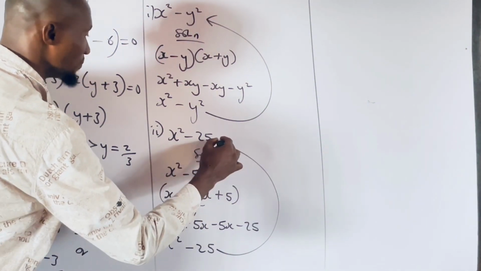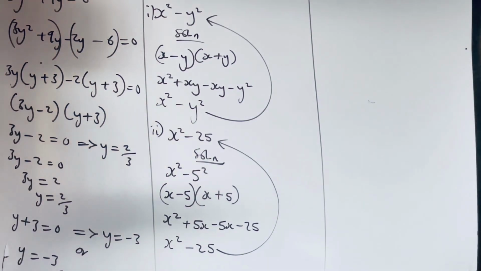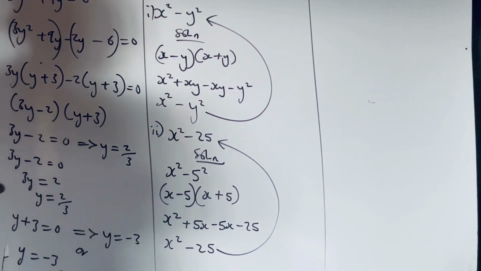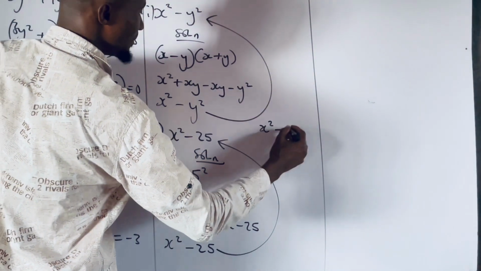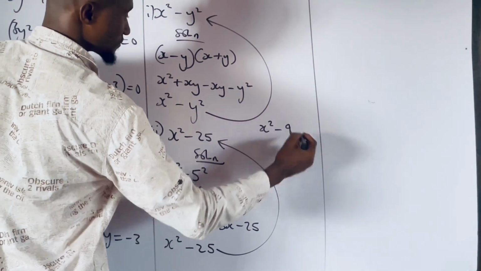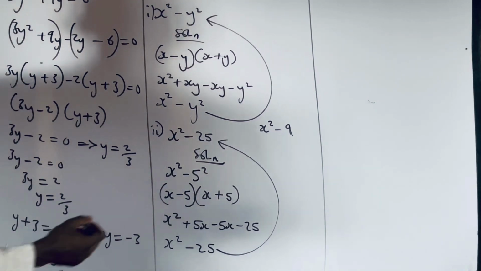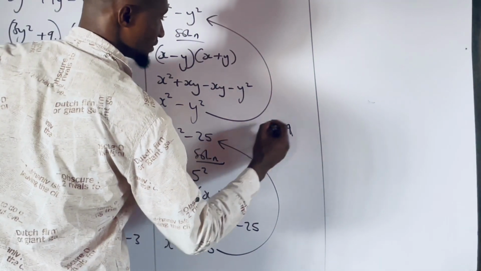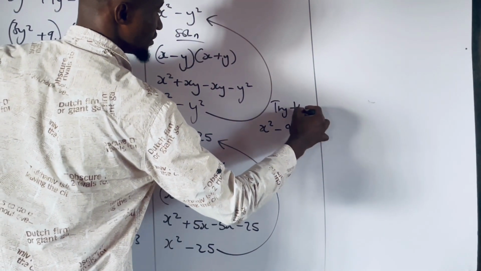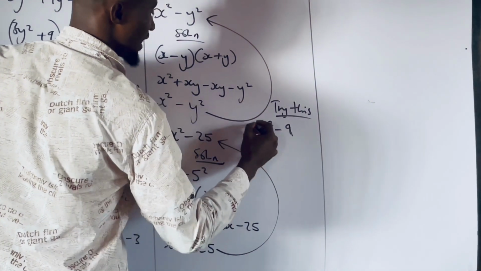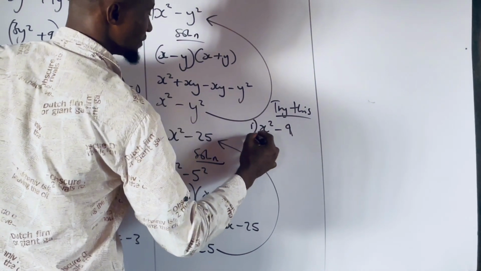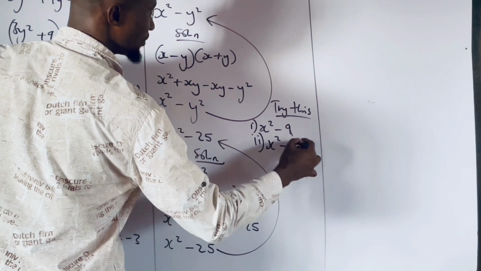Do you observe that we had the same question? These are difference of two squares. Okay, now you try this one. x square minus 9. Try this, x square minus 9. And also try x square minus 4.